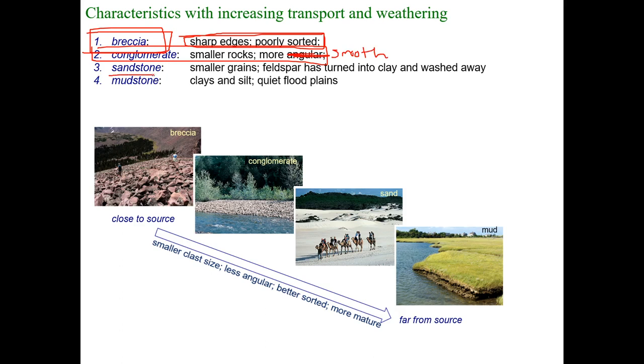Okay. Sandstone, you have smaller grains. The feldspar is turned into clay and washed away, so that's undergone more transportation. Mudstone has undergone the most transportation. So close to source, you'll find breccias, then conglomerates, then sandstones, and then mudstones. Okay.